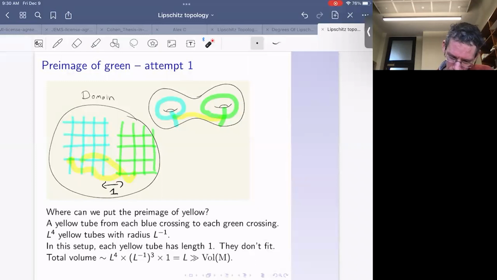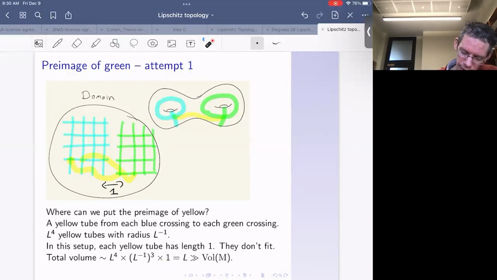Okay, so the problem that came about here is that it was not a great idea to put this vertex way on the other side of M from that vertex, because that forced this yellow tube to be long. I would like to put this vertex right next to that vertex so that I could have a short yellow tube from here to here. Then this length would be only maybe 1 over L, and my yellow tubes would fit.